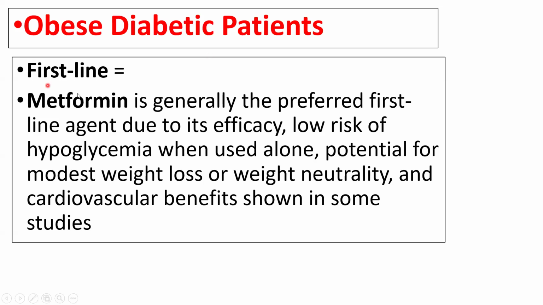Obese diabetic patient, which medicine can you use? First line is metformin, generally the preferred first line agent due to its efficacy, low risk of hypoglycemia when used alone, potential for modest weight loss or weight neutrality, and cardiovascular benefits shown in some studies. So metformin is for obese patients, metformin is for obese patients with cardiac problems, and metformin has the benefit of weight loss.